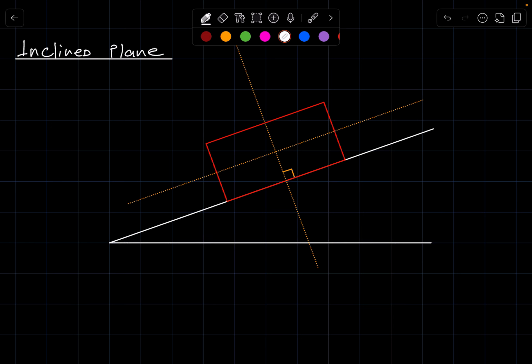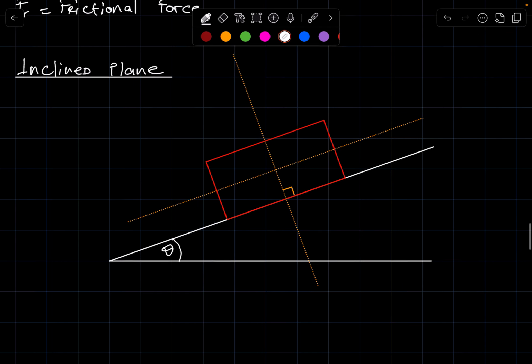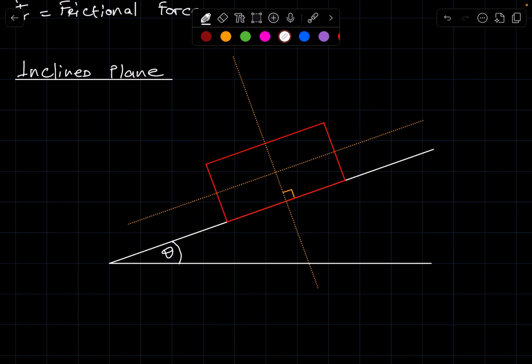Right, so here we have an angle theta at that point. Right, now we're going to look at the forces that the object is subjected to when it is on an inclined plane. First let us look at the forces that the object is subjected to before there's even an applied force, or before a force is applied.